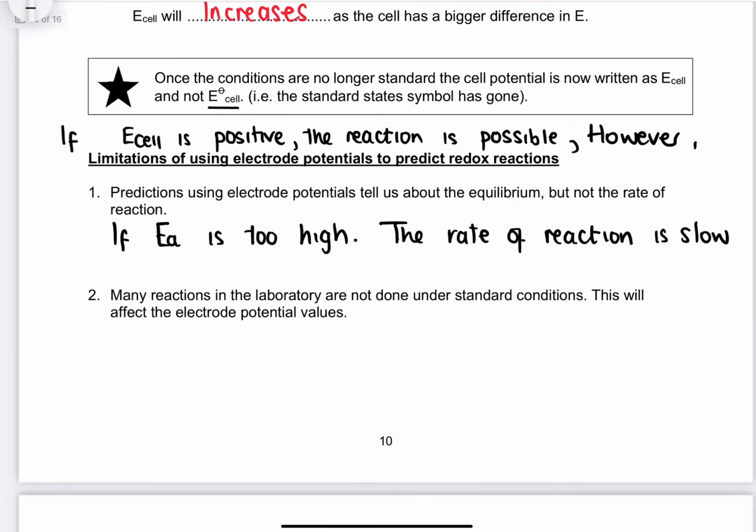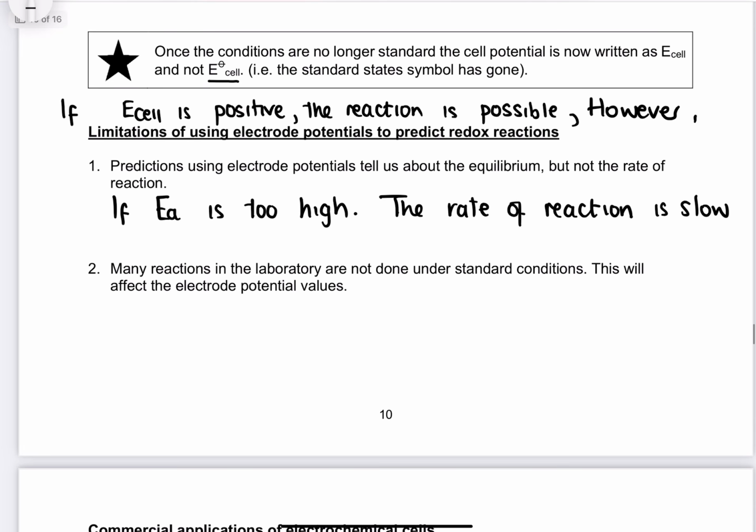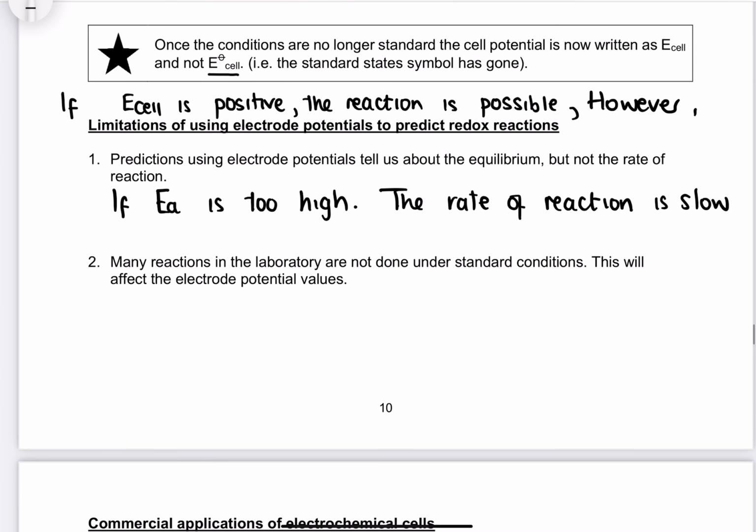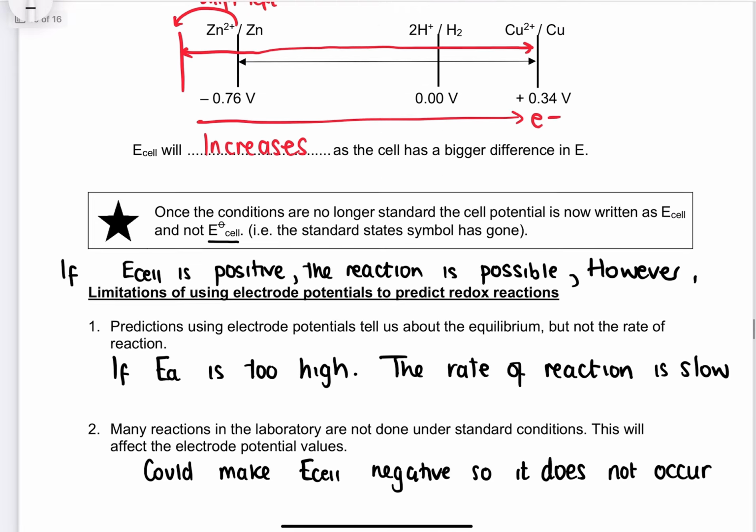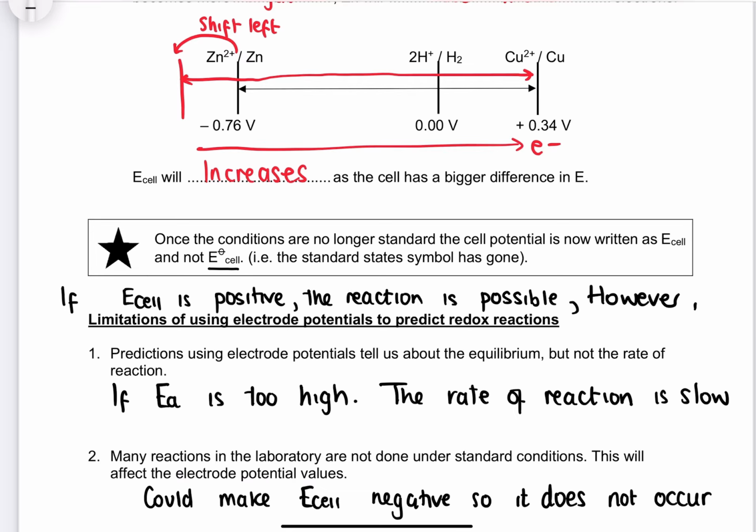Many reactions are not done under the standard conditions, and so although we look at the numbers in the table and say, oh, it's possible, if we actually weren't under standard conditions, we could affect the electrode potential values. We could make the cell potential negative so it doesn't occur. If we've changed the conditions, according to Le Chatelier's principle, we may have made it so that the gap here ends up not being a positive gap, and we end up flipping our reactions over.